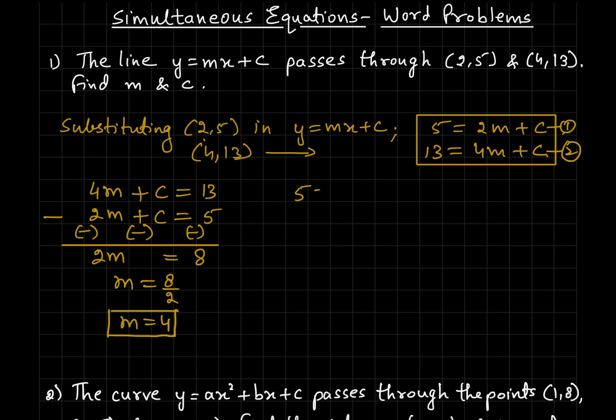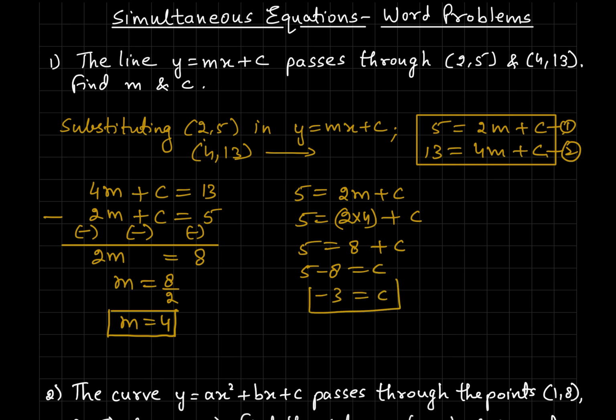So it is 5 equal to 2 times m plus c. In this I will substitute. So 5 is equal to 2 times 4 plus c. So I can say 5 is equal to 8 plus c, or 5 minus 8 is equal to c, or we can say that c is negative 3. So this is how we will make use of simultaneous equations and find out the slope of the line or the gradient of the line and the y-intercept of the line if it is passing through two given points. Clear?